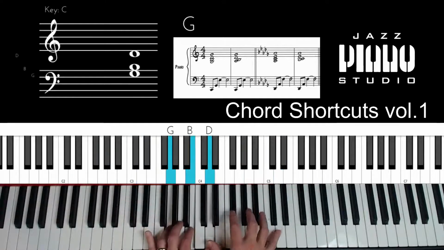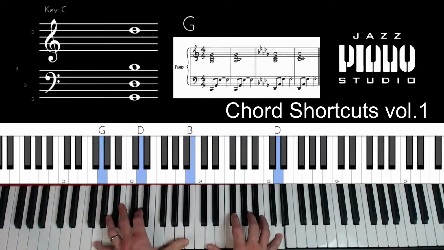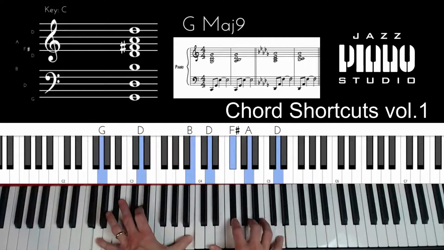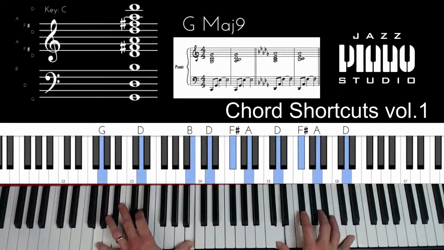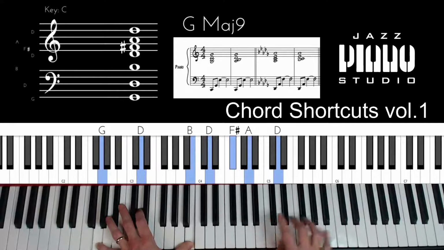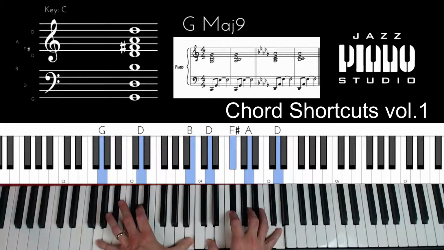Okay, so key of G. We do G, B, D. Go to the top note, play a D triad. And my left hand is spacing that out, G, D, and B. Fingering's the same. 1, 2, 3, 5 in the right hand. All right, my next shortcut is to go up a whole step.